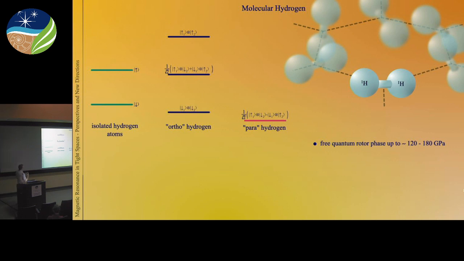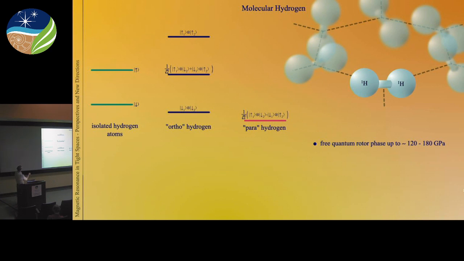From a physicist's point of view, hydrogen is of course quite interesting, because even in this free quantum rotor phase, which is stable up to 120 to 180 GPa, where we have these hydrogen molecules arranged in a hexagonal lattice, we have the nice effect that the intramolecular distances are way below the thermal de Broglie wavelengths. So we basically need to add the nuclear spins in a way that we have one spin isomer having three energy levels, the so-called orthohydrogen, and one spin isomer which only has one energy level, the parahydrogen.